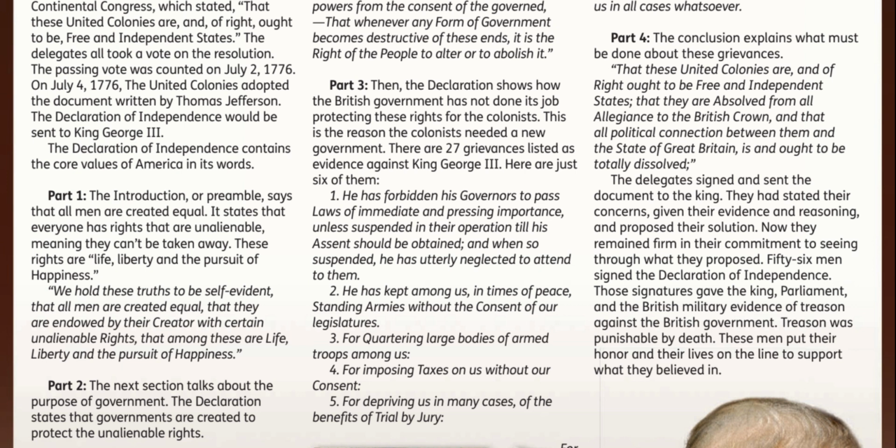56 men signed the Declaration of Independence. Those signatures gave the king, Parliament, and the British military evidence of treason against the British government. Treason was punishable by death. These men put their honor and their lives on the line to support what they believed in.